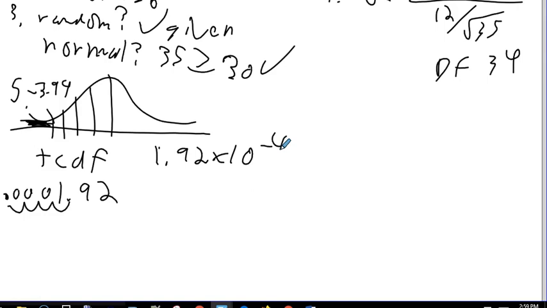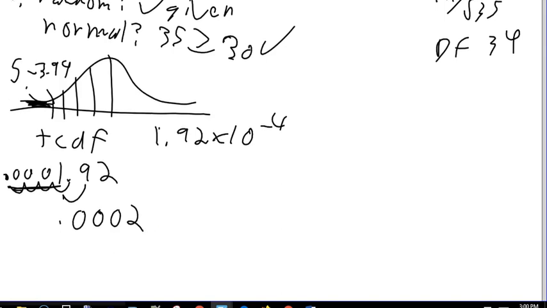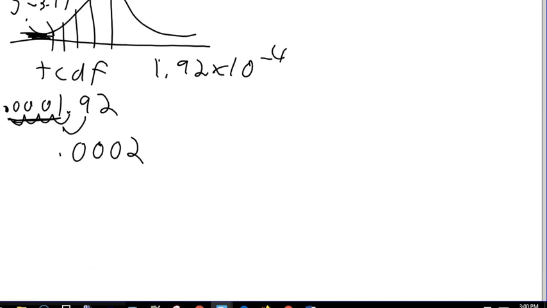Okay? We want 4 numbers, right? Well, here's our 4 numbers. We're going to round. So our number is going to be 0.0002. We said before it was going to be teeny tiny. It is teeny tiny. It's almost 0. It's practically 0. And then our last step is to compare that to 0.05. Obviously, that's smaller than 0.05. So we do our sentence.